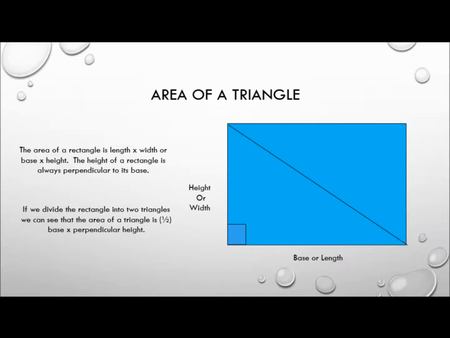Now if we chop a rectangle in two along one of its diagonals, we have ourselves a right angled triangle. And so it's very easy to see that the area of that right angled triangle will be a half of the base times the perpendicular height. And we know the height is perpendicular to the base because it's a right angled triangle.